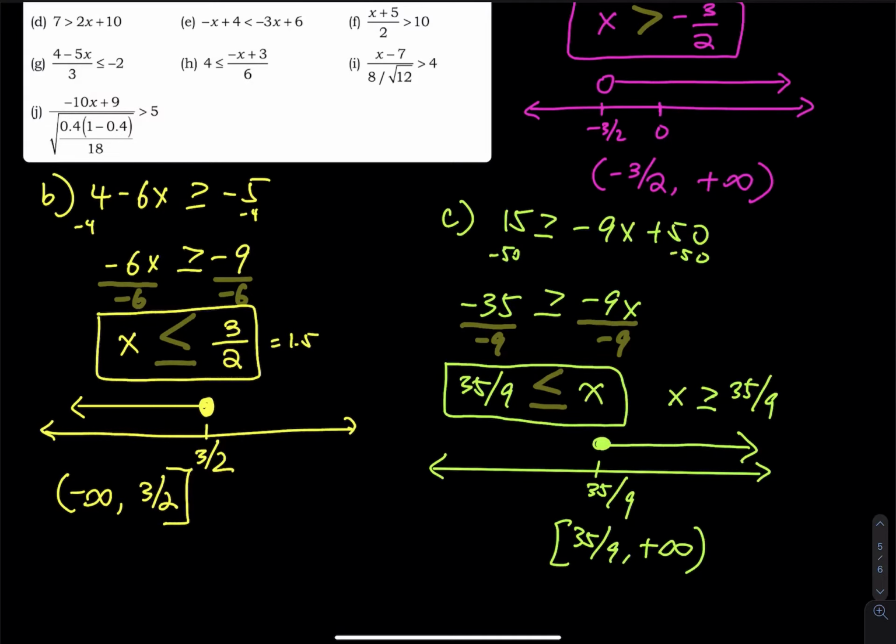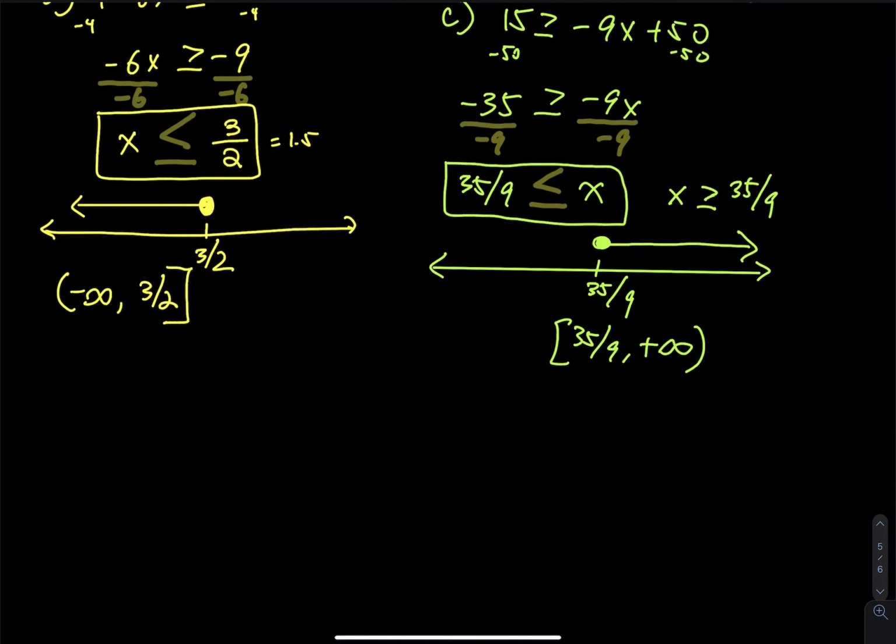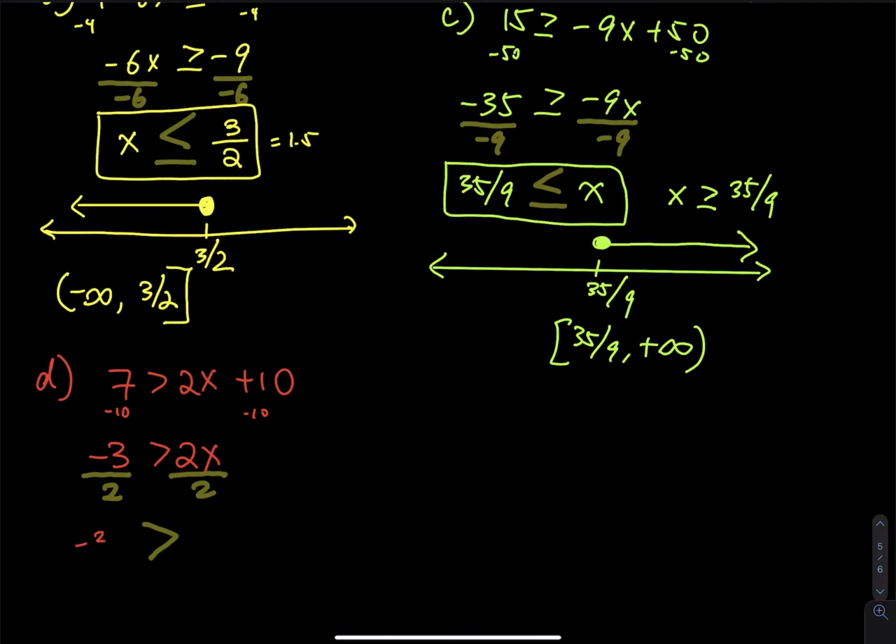Let's move on to part D. So part D, we switch color. We have 7 greater than 2x plus 10. First, we subtract 10 on both sides. 7 minus 10 is negative 3, greater than 2x. Oh, this time the 2 is positive, so you do not reverse the inequality. This one stays as a greater than because you divide both sides by a positive. So no reverse. So this will be negative 3 halves, greater than x.